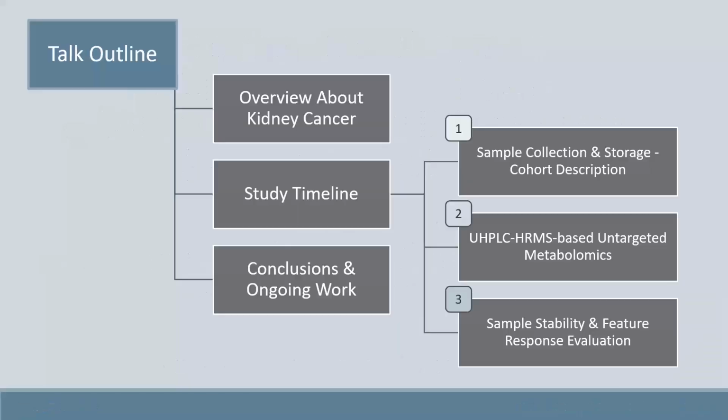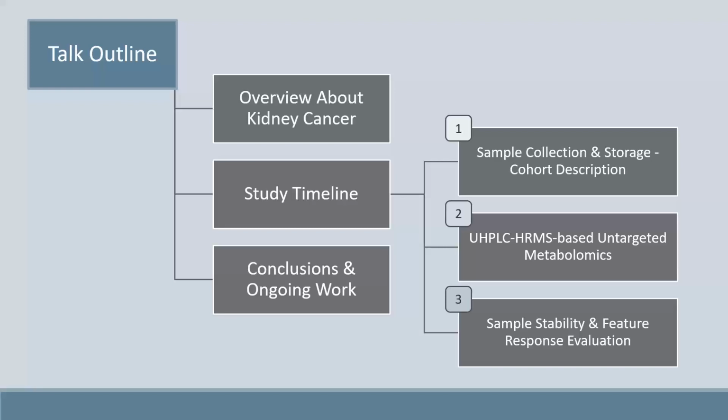First of all, I would like to give you a brief outline of this talk. Taking advantage of Eugenia's previous presentation, I will first highlight some aspects of kidney cancer disease, focusing on renal cell carcinoma. Regarding our untargeted metabolomics study, I will provide some information about sample collection and storage, and after that, I will describe the patient cohort.